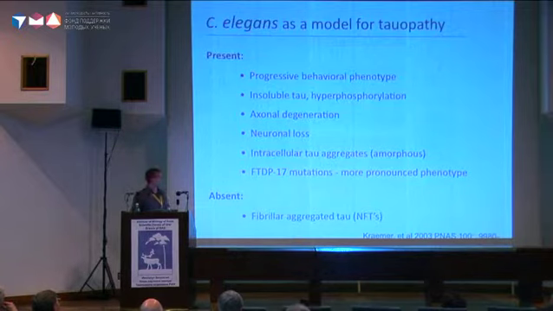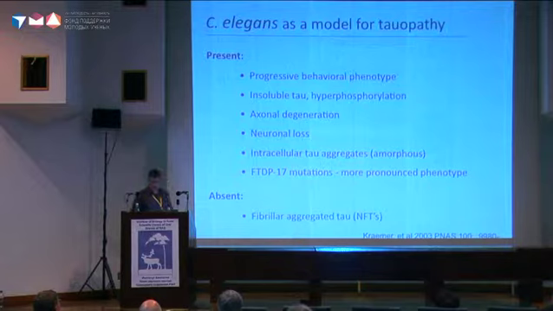So just to sum up the model, we see a progressive behavioral phenotype that is age-dependent. We see age-dependent accumulation of insoluble tau, tau hyperphosphorylation, loss of neurons and degeneration of axons, and a variety of amorphous intercellular tau aggregates. We also see that tau mutations make all of these things worse.